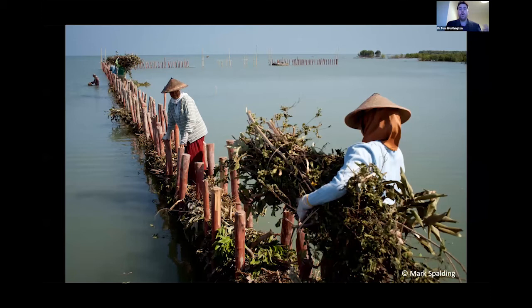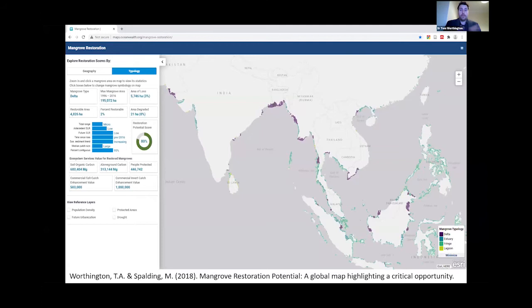However, not all restoration has been successful, but we are developing here at Cambridge tools that provide real-world solutions to improve restoration success. For example, a couple of years ago, we created this online app, which allows users to assess the restoration potential for every patch of mangroves in the world. This will help NGOs and governments and researchers identify the best areas to restore. And it also gives an indication of the potential benefits from restoration in terms of carbon storage and fisheries enhancement.